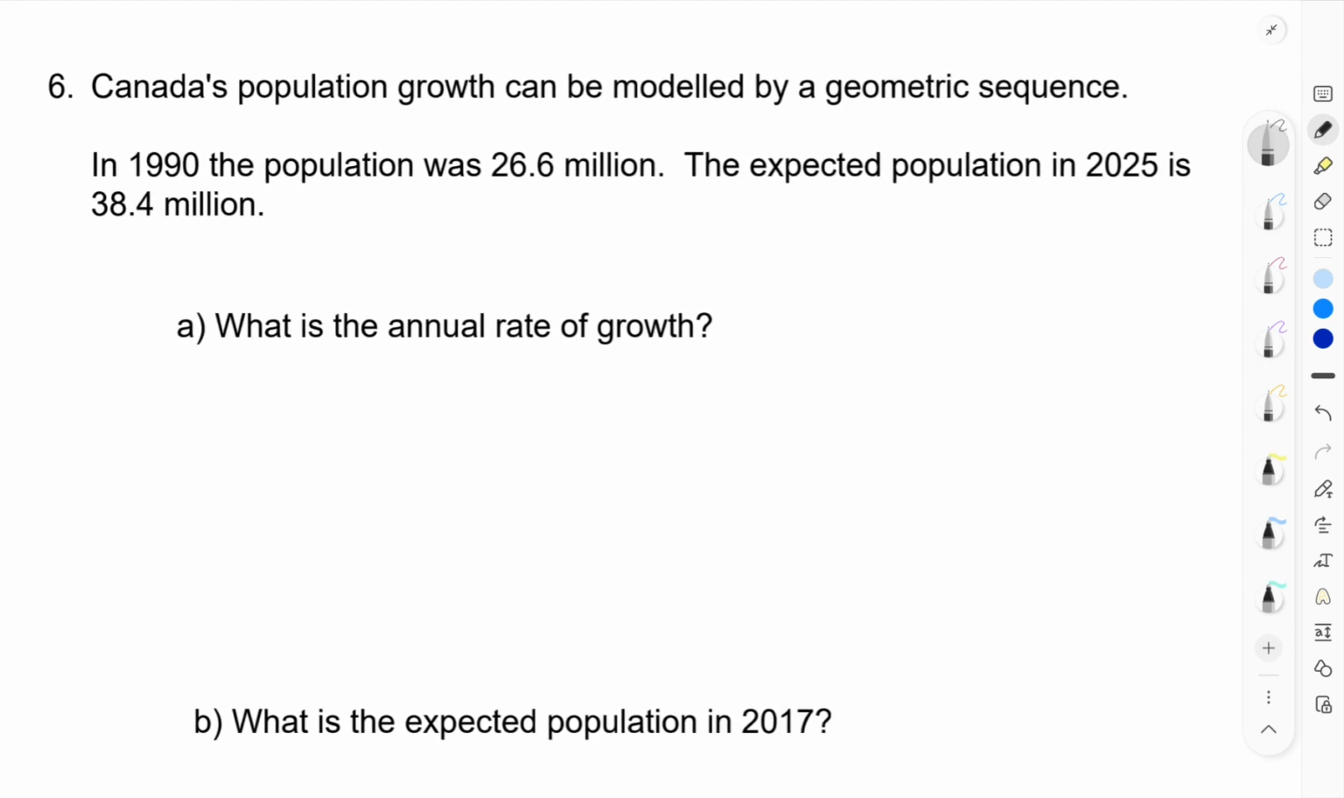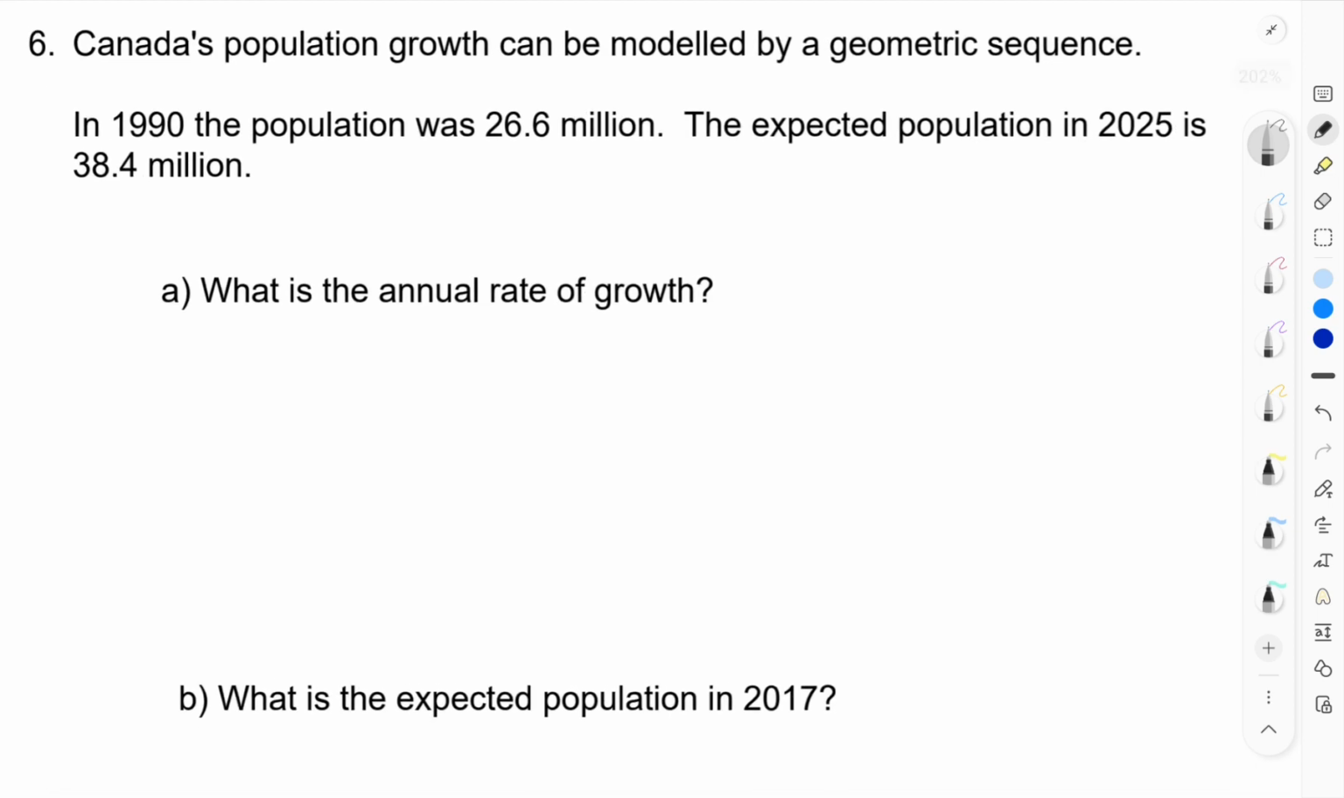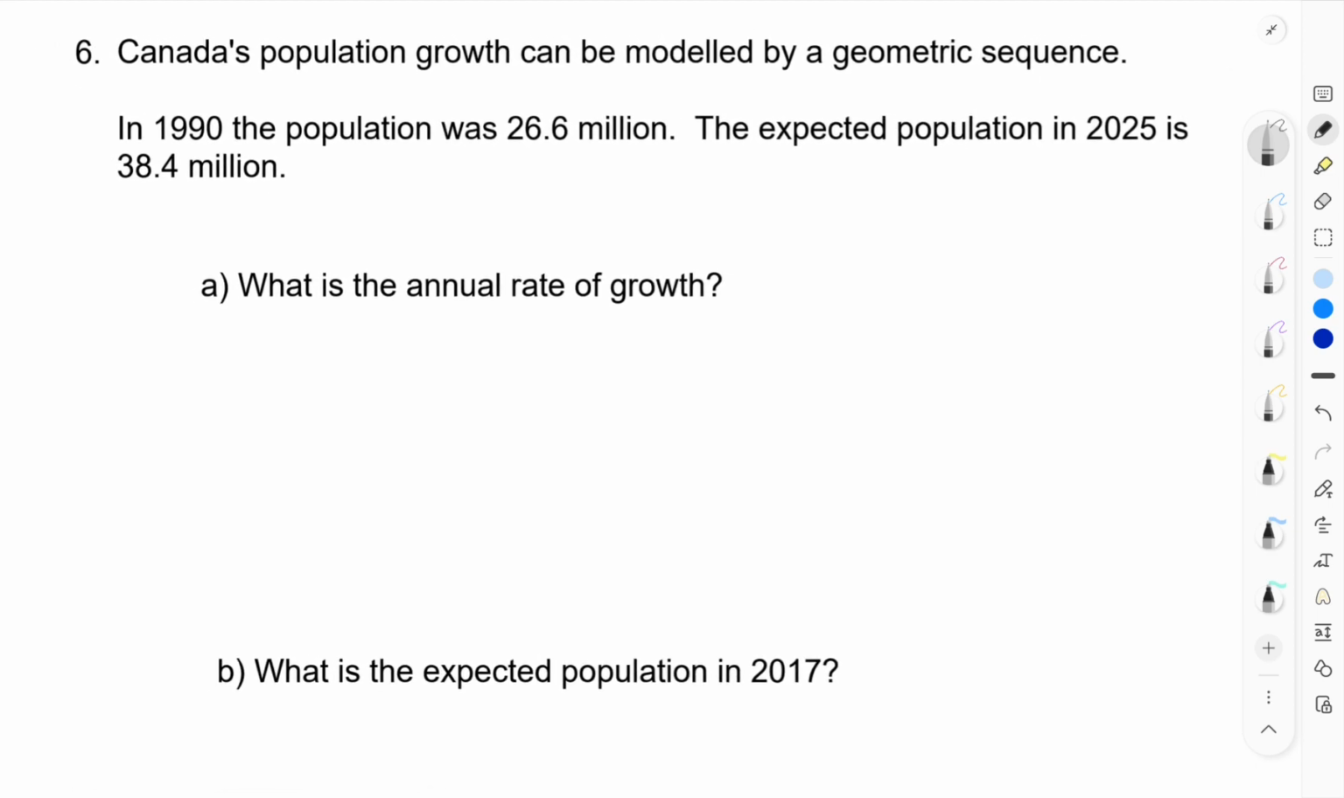Lastly, let's look at Canada's population growth. In 1990, the population was 26.6 million. The expected population in 2025 is 38.4 million. So when I say what was the annual rate of growth, I'm asking for my R value. Right? I'm trying to figure out what is R. I know I started at 26.6 million based on if I'm starting in 1990. R is what I want to find. I know the value of my last term, right, in 2025 is 38.4 million.